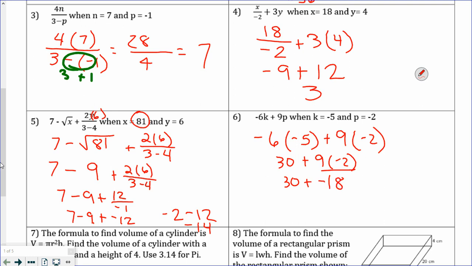And then it's just your integer problem, 30 plus negative 18. That's the same thing as 30 minus 18. So when I simplify that, I should get 12.